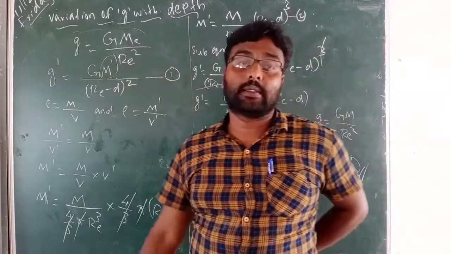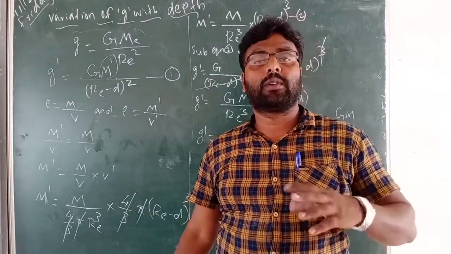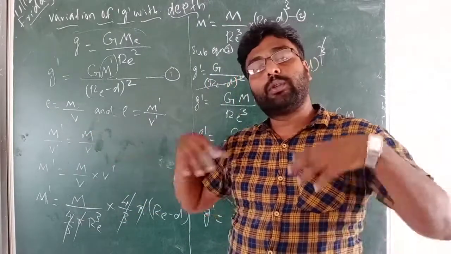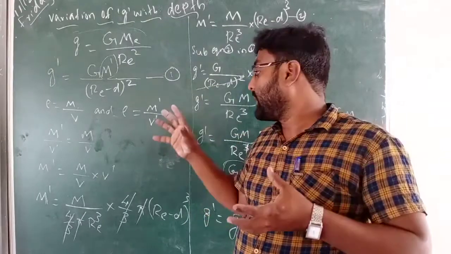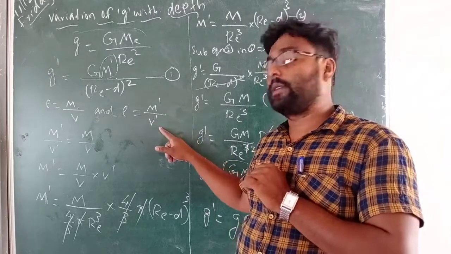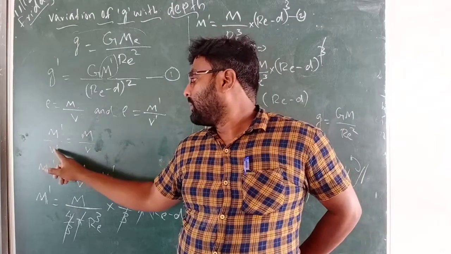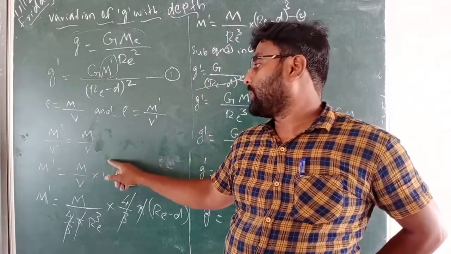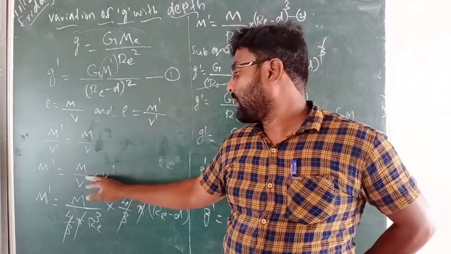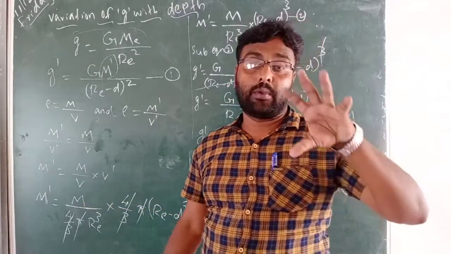Now we have to find out this new mass. For that you can take the density formula, because density will not change. Density of the earth is mass per volume, and for the new part of the earth it is also mass per volume, but the mass is different and the volume is different. Now compare these two: m dash by v dash is equal to m by v. We are finding m dash, so m by v into v dash. V means volume of the earth, v dash means the volume of the new part.